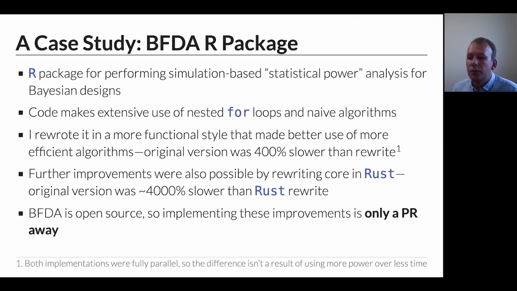In this example, you can take an R package called BFDA. It doesn't matter too much what it does, but basically it performs simulation-based statistical power analysis for Bayesian designs. Now, the code makes extensive use of nested for loops and fairly naive algorithms. And I came across this bit of code and I thought to myself, well, there's a way to improve this to get it to run more efficiently, reduce the compute times, and therefore reduce the climate impacts. So I set about rewriting it.